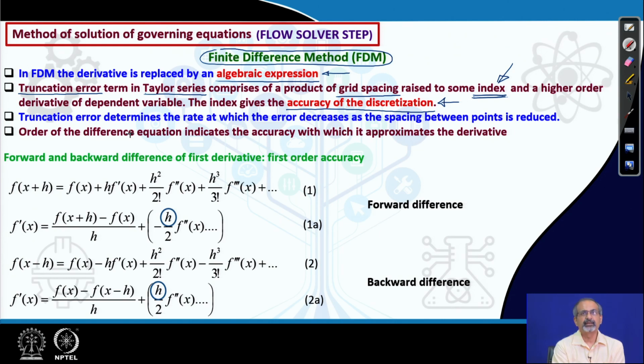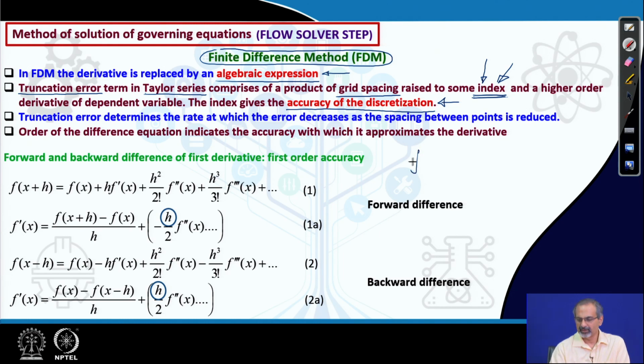What does the truncation error indicate? It determines the rate at which the error decreases as the spacing between the points is reduced. So, whether the error will reduce in a linear manner or quadratic manner or still higher order manner depends on the accuracy of the scheme, and that is why the index of the grid spacing gets involved. The order of the difference equation indicates the accuracy with which it approximates the derivative. So, let us now show some examples.